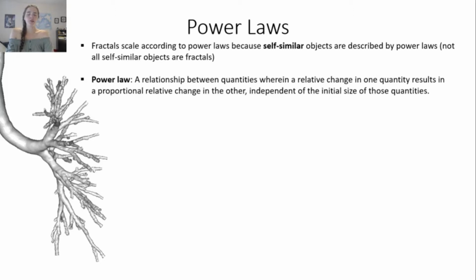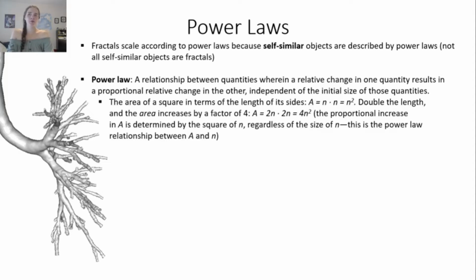A power law is a relationship between quantities wherein a relative change in one quantity results in a proportional relative change in the other, independent of the initial size of those quantities. So for example, the area of a square in terms of the lengths of its sides. A square is a two-dimensional object, and when we relate this back to fractal dimension, we can see the dimension is right here. A equals n by n, which equals n squared. That's the power law relationship right there, which is described by this exponent 2.